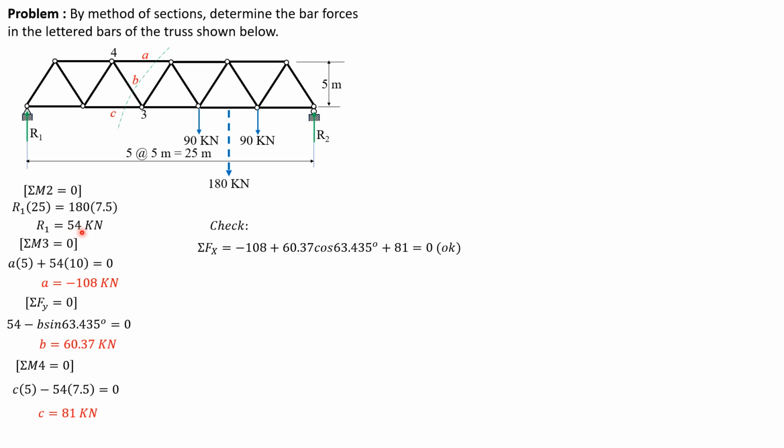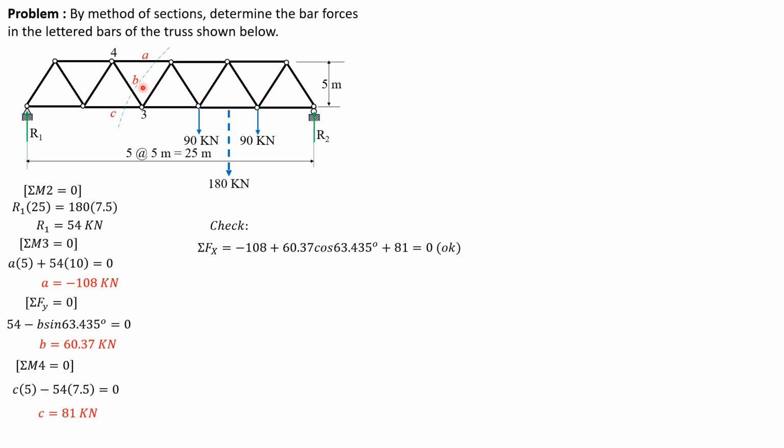Having found R1, we now section these three members here. To solve for A, we sum up moments about 3, considering only forces to the left of this section. So we have A times 5, clockwise positive, plus R1, 54, times 10, minus 5 times 5, equals 0. So A is negative 108 kilonewtons.